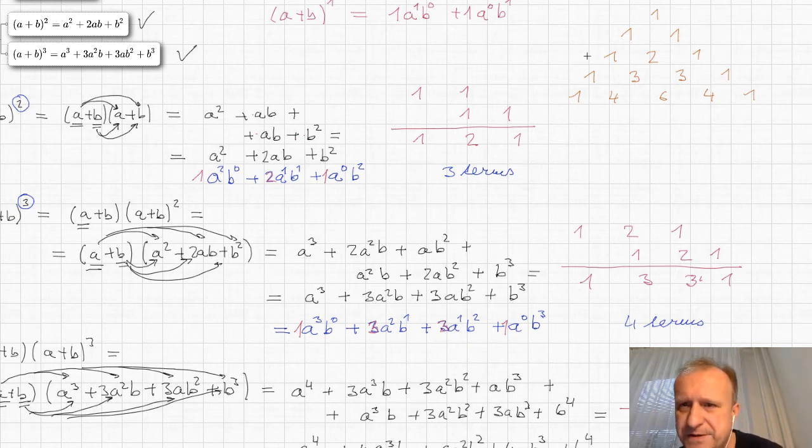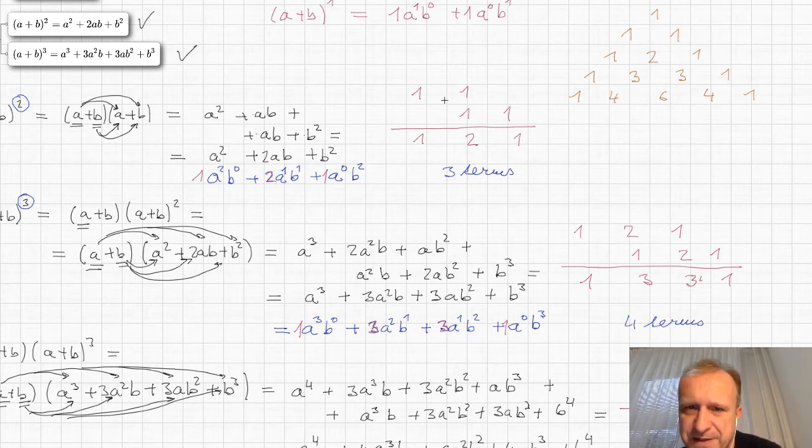So this is the so-called Pascal's triangle. This line of the triangle contains the coefficients of a plus b to the power of 2. This line contains the coefficients of a plus b to the power of 3. And this one, the coefficients of the expansion a plus b to the power of 4. Now, how does it work?